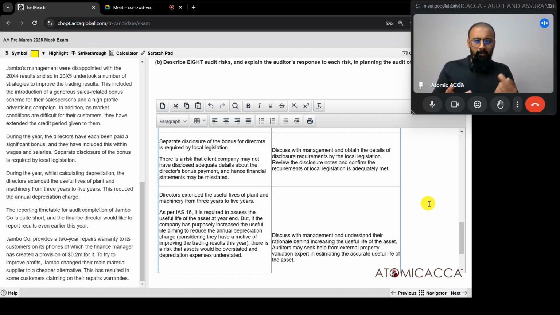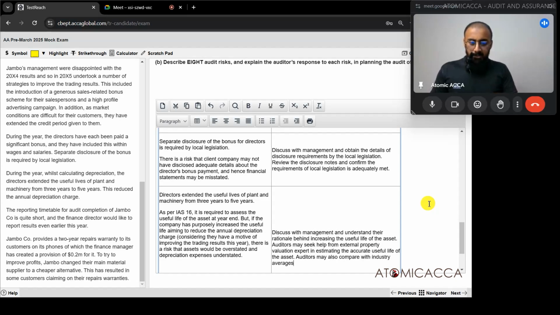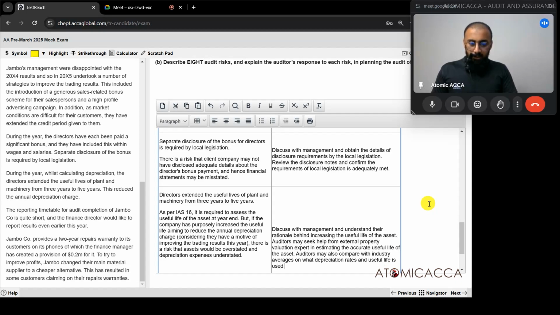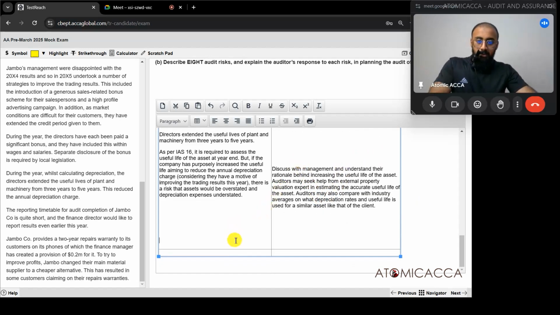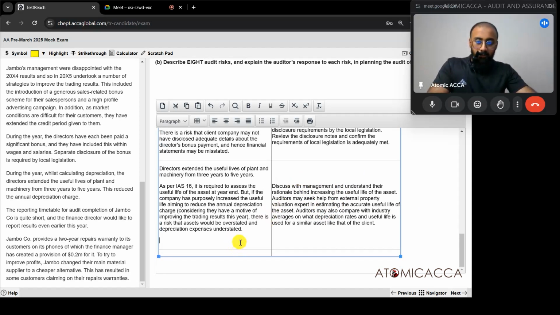Now if you want to write more, one more sentence you can write is, you can compare with the industry averages. Auditors may also compare with, this is extra, okay, not needed, with industry averages. Auditor may also compare with industry averages on what depreciation rates and useful life is used for a similar asset like that of the client. So we're done with that point. So that is over. 7 down, we have one more to go.